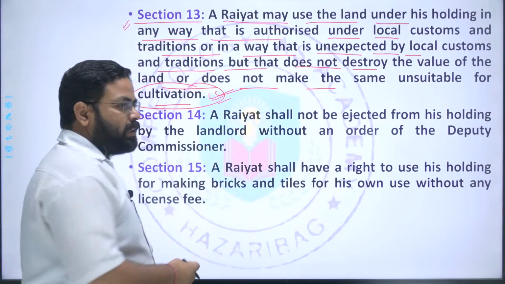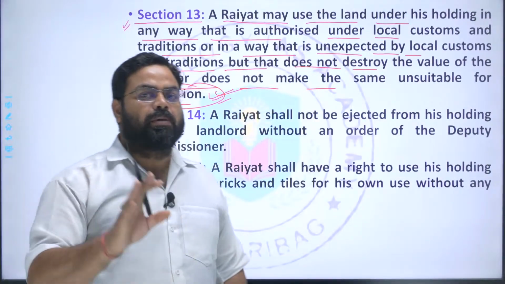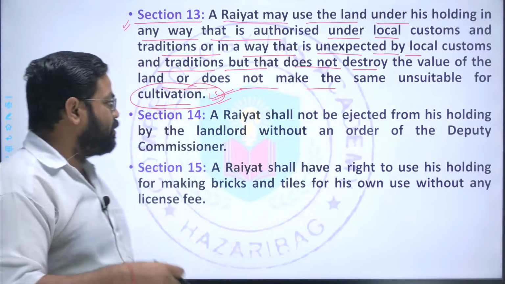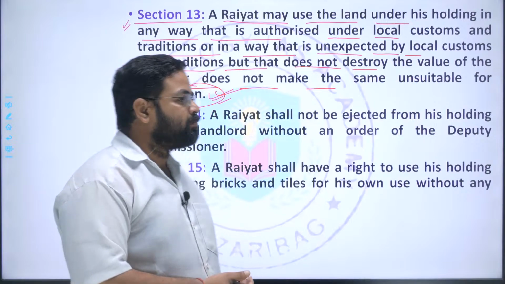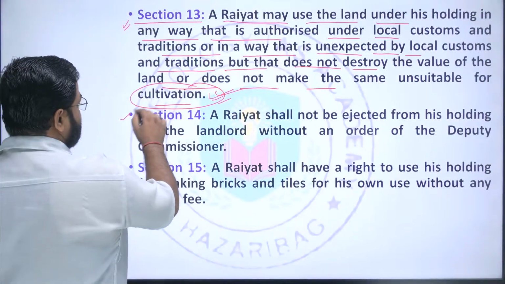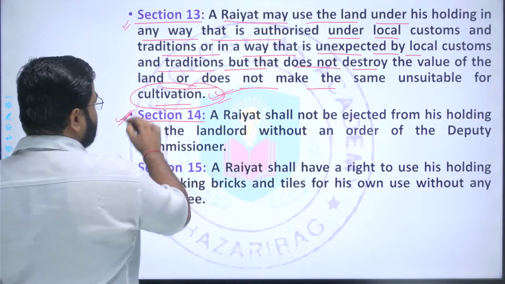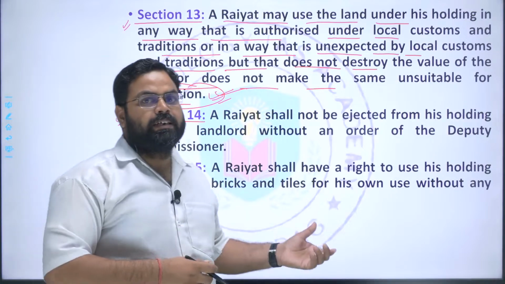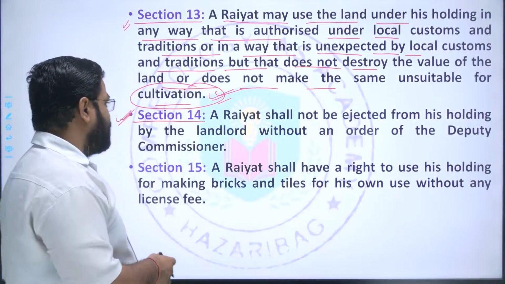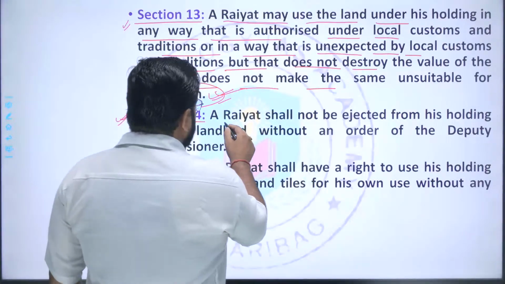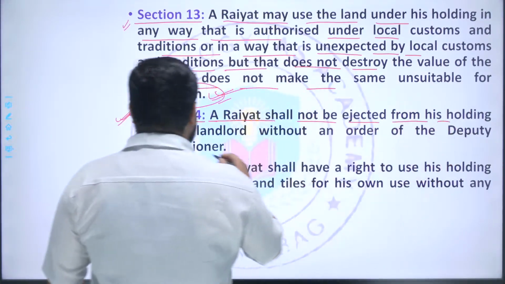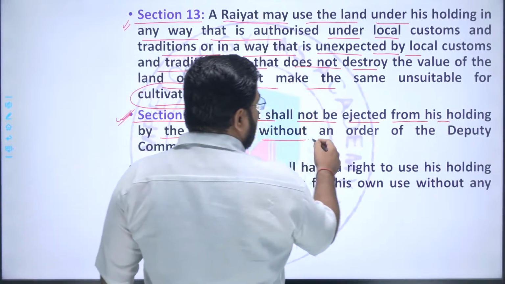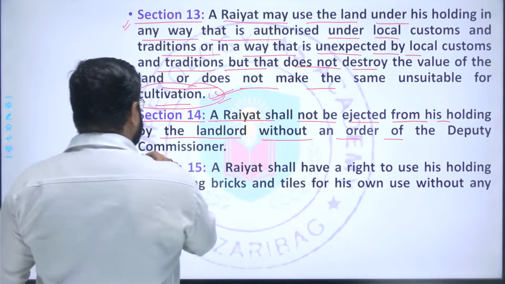And if such a thing happens, then he can be evicted from his land, right? So the eviction process and the other things we will discuss in the coming chapters. First of all, we go through the section by section about the definition of the riyads, their rights, their entitlements, and the other things. Section 14 says that a riyad shall not be evicted or ejected from his holding by the landlord without an order of the deputy commissioner.